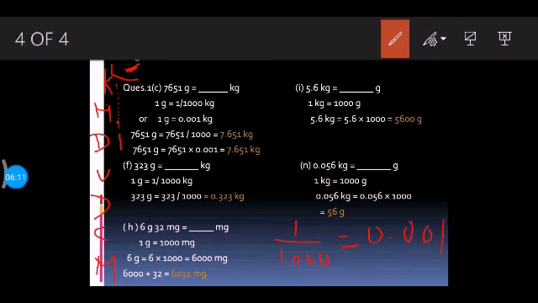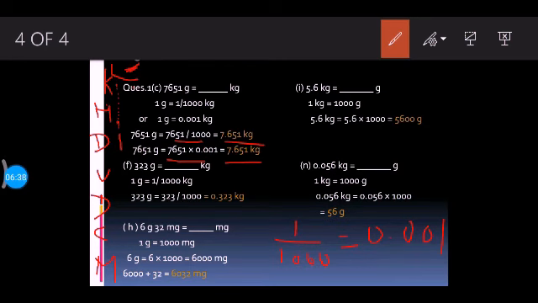0.001. So either you can divide 7651 with 1000 as I have done here, or you can multiply 7651 with 0.001, because 1 upon 1000 is equal to 0.001 if I write it in decimal. From both the procedures I get the same answer.